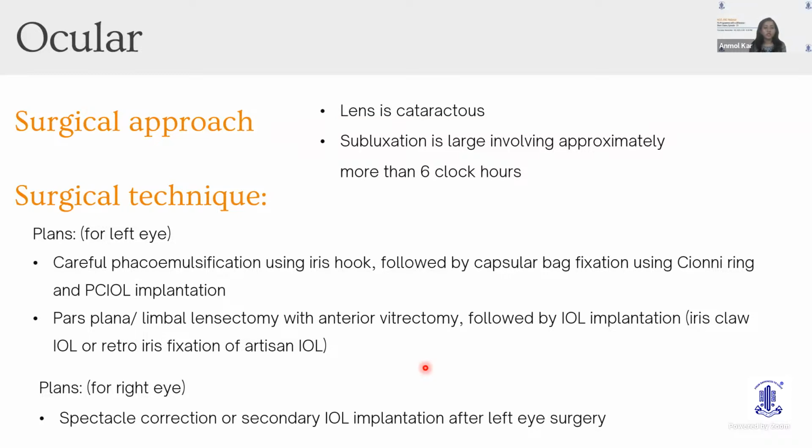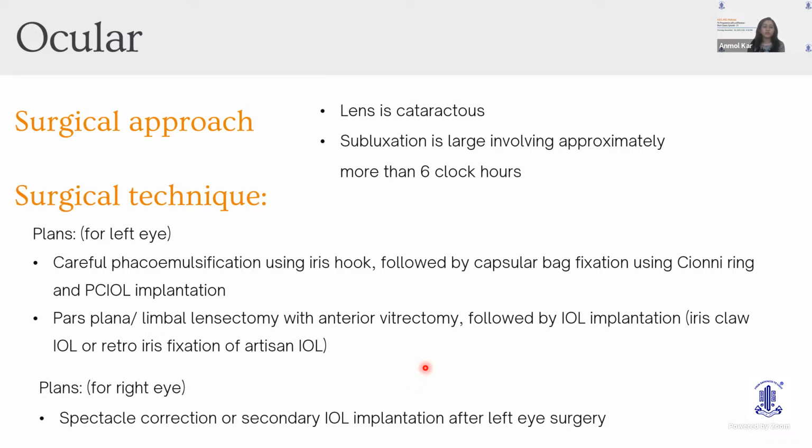Our plan of surgery for the left eye: the exact plan we can find out at the OT table after knowing the correct extent of the lens subluxation, but we have planned for careful phacoemulsification using iris hook, followed by capsular bag fixation using Sioni ring, and then posterior chamber IOL implantation.